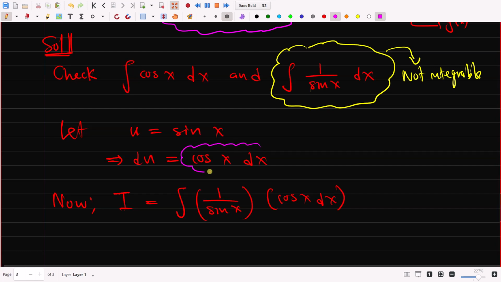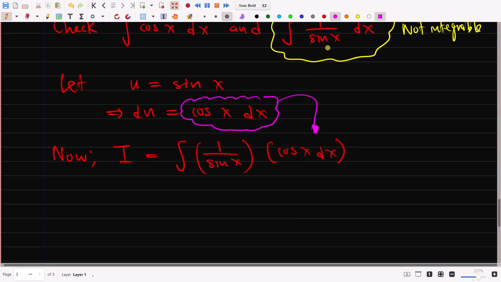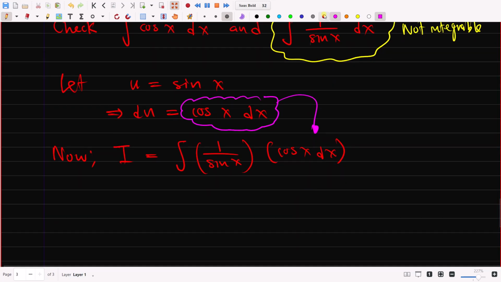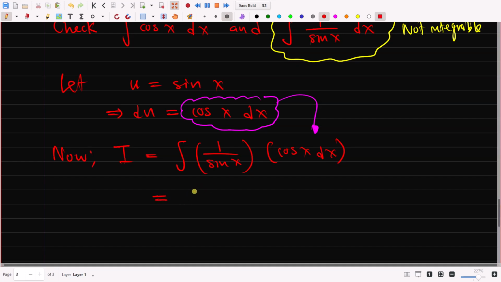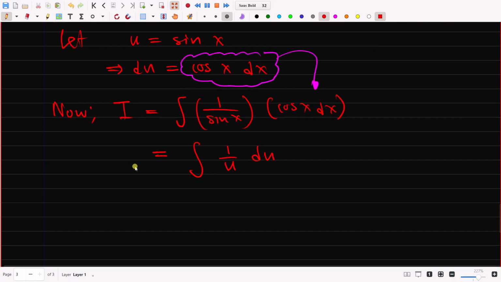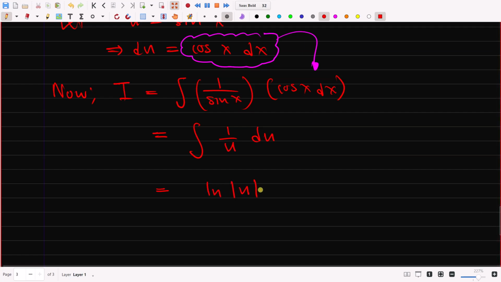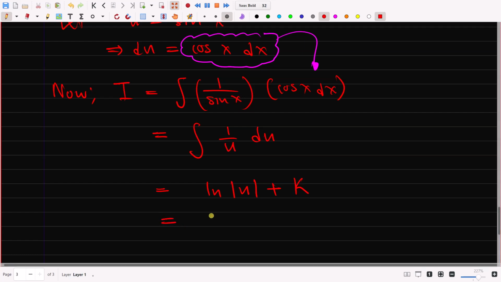Which means we can see now that this guy that we have here is actually the same guy that we have there. So we can replace it. Because of that, what do we get? It's going to be the integral of 1 over sin x, but sin x is u, so we get 1 over u. Then cos x dx, that is du. Now this is the integral of 1 over u. So you know the logic, you differentiate ln u, you get 1 over u. So your final answer is going to be ln of u, then plus k.